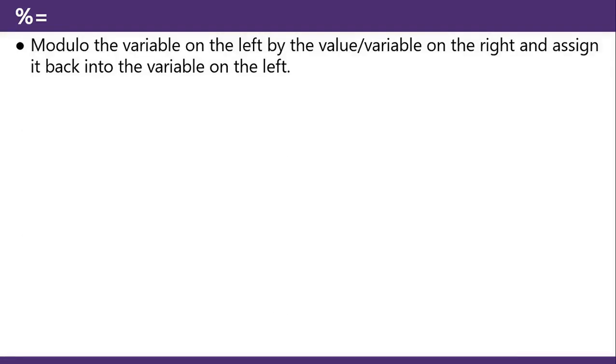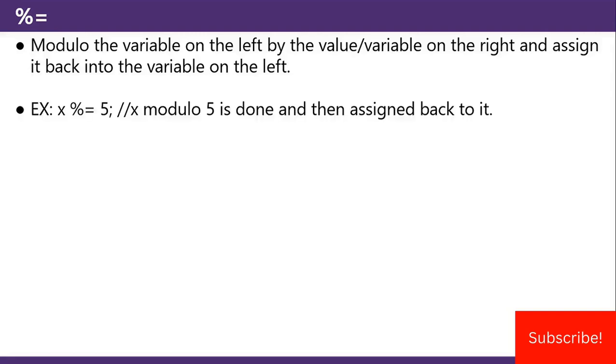Modulo equals. Modulo the variable on the left by the value or variable on the right, and assign it back into the variable on the left. x modulo equals 5. x modulo 5 is done, and then assigned back to it.